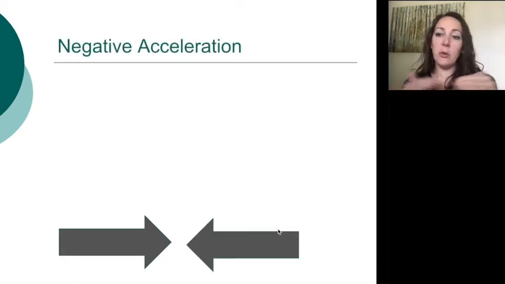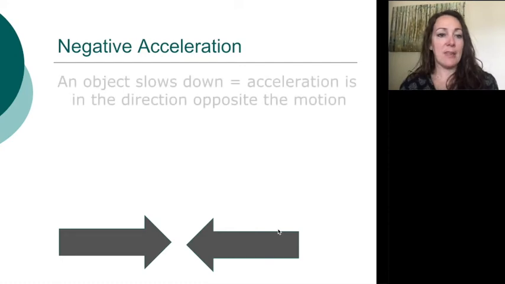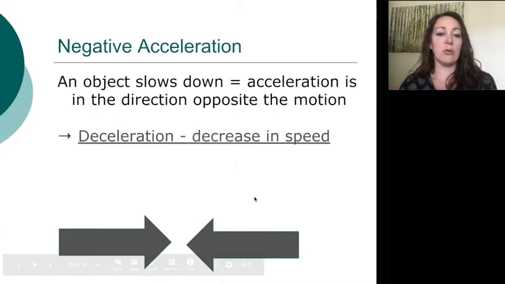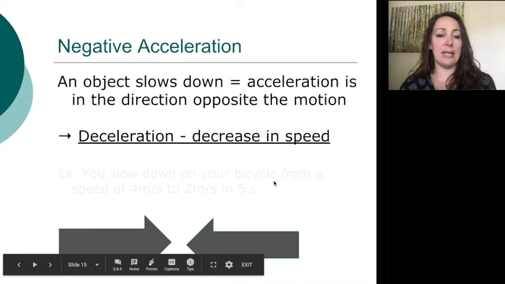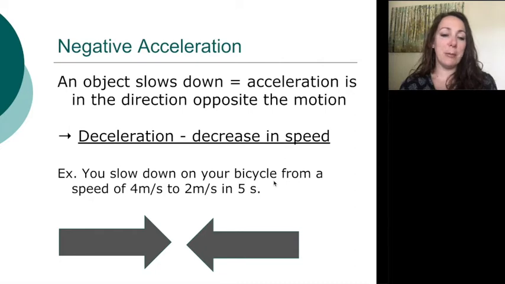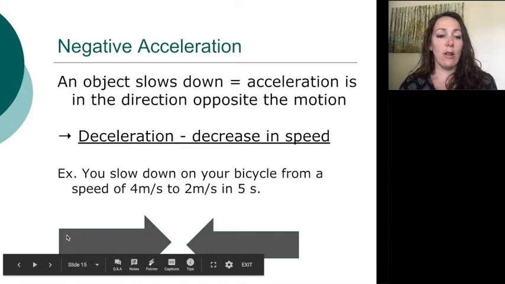Negative acceleration is when you are kind of going opposite, okay? An object slows down, which means the acceleration is in the direction opposite the motion. So deceleration is a decrease in speed. For example, you slow down on your bicycle from a speed of 4 meters per second to 2 meters per second in 5 seconds. The acceleration is the opposite direction of your motion as you are applying your brakes.